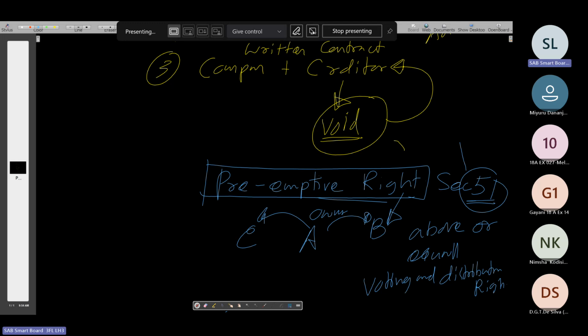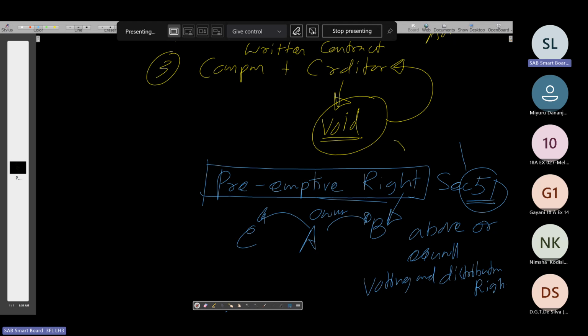Then thereafter, the preemptive right, section 53, not 51, section 53 recognizes the preemptive right. Here it says, subject to the provisions contained in the articles, where the company is going to issue shares which are of equal or above voting and distribution rights when compared with existing shareholders, those shares shall be offered to existing shareholders in order to maintain the relative voting and distribution rights of these existing shares. That is known as the preemptive right. It is recognized under section 53.